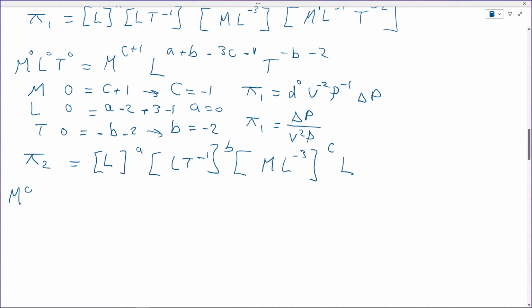So here we have M to the power 0, L to the power 0, T to the power 0. I mean, these things are really easy and fun. It's kind of just relaxing to sit and do this simple problem.